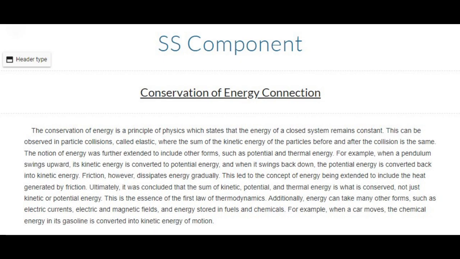Additionally, energy can take many other forms, such as electric currents, electric and magnetic fields, and energy stored in fuels and chemicals. For example, when a car moves, the chemical energy in its gasoline is converted into the kinetic energy of motion.